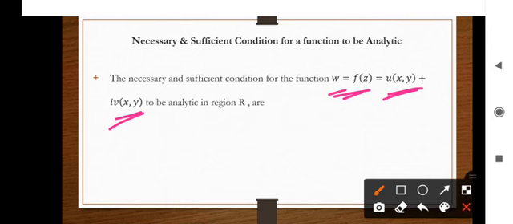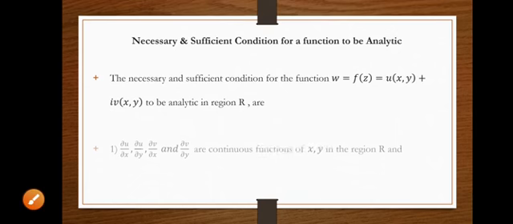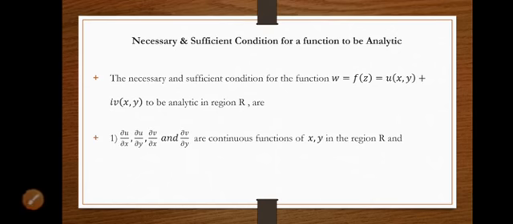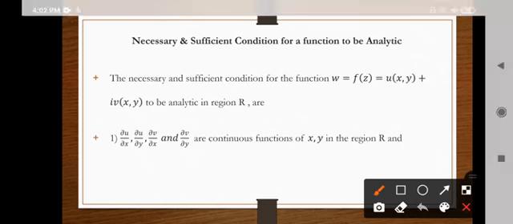So here in all, four variables are used, that is x, y, u and v, to write a function f of z or w. So let us see the conditions. Here you can find the four partial derivatives of these u and v functions, namely ux, uy, vx, vy. These four partial derivatives should be continuous functions of x and y in the same region R.